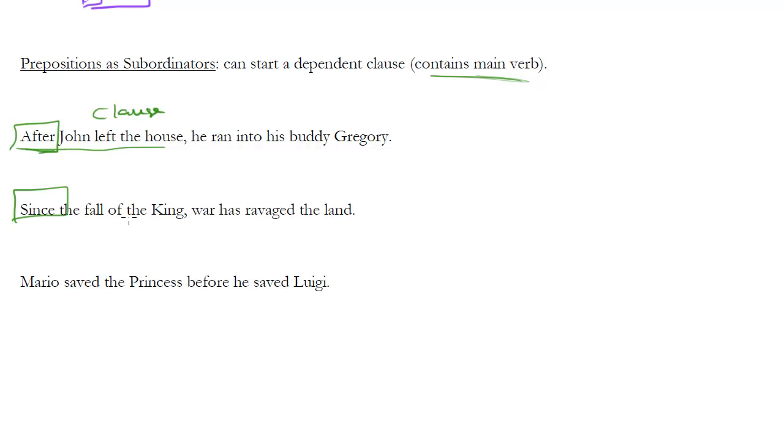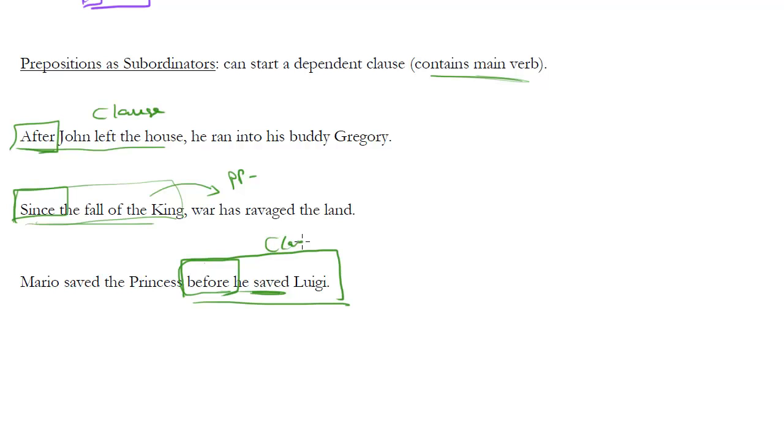How about this one? Since the fall of the king, war has ravaged the land. Again, it's told us something about the events happening in this sentence. Well, actually, I made a mistake here. This is actually a prepositional phrase. But anyway, how about this one? Mario saved the princess before he saved Luigi. Before, this time it's at the end. But notice we have this preposition, and then we have this main verb. So it's a clause. It tells us basically when Mario saved the princess, but it's not just a prepositional phrase because it's got this main verb. So that's the difference between a prepositional phrase and a subordinate or dependent clause starting with a preposition.